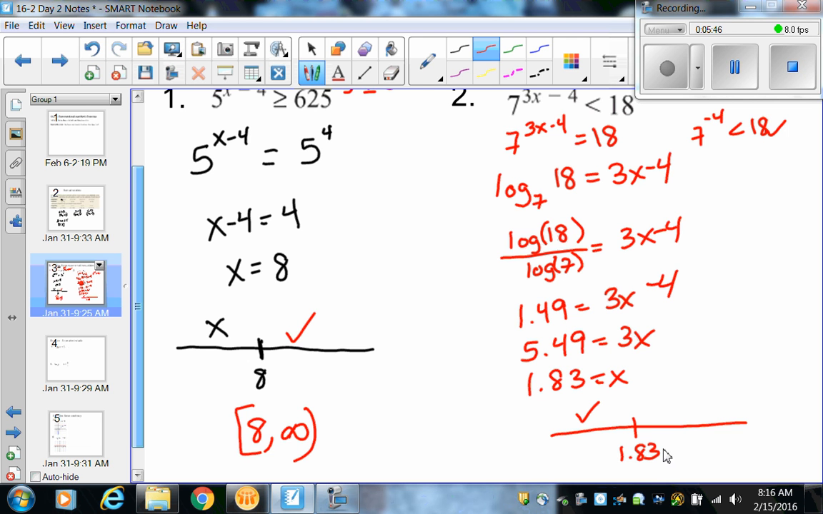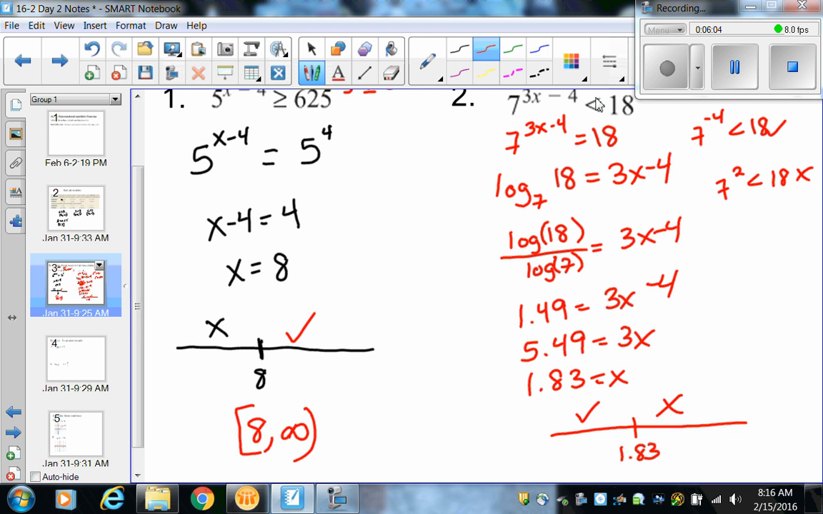Pick a number greater. We're going to pick 2. So if I plug in 2, 2 times 3 is 6. 6 minus 4 is 2. So is 7 squared less than 18? 49 is not less than 18.